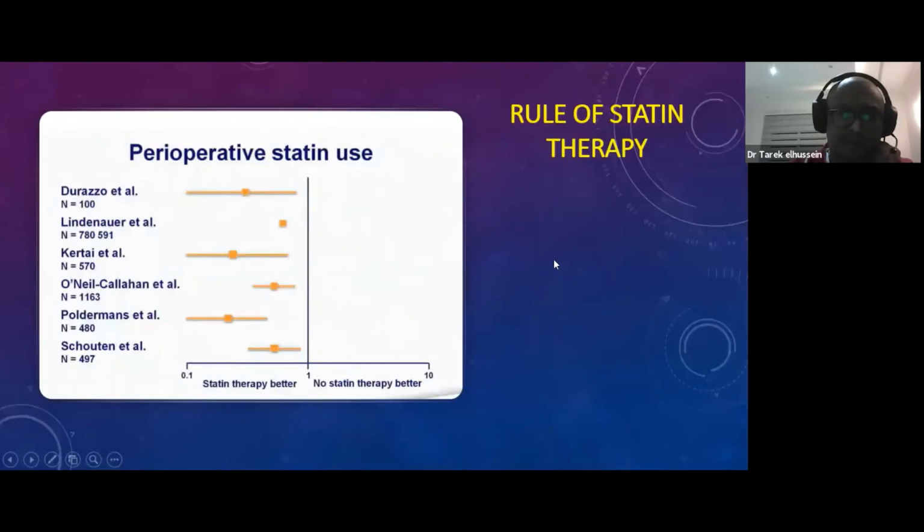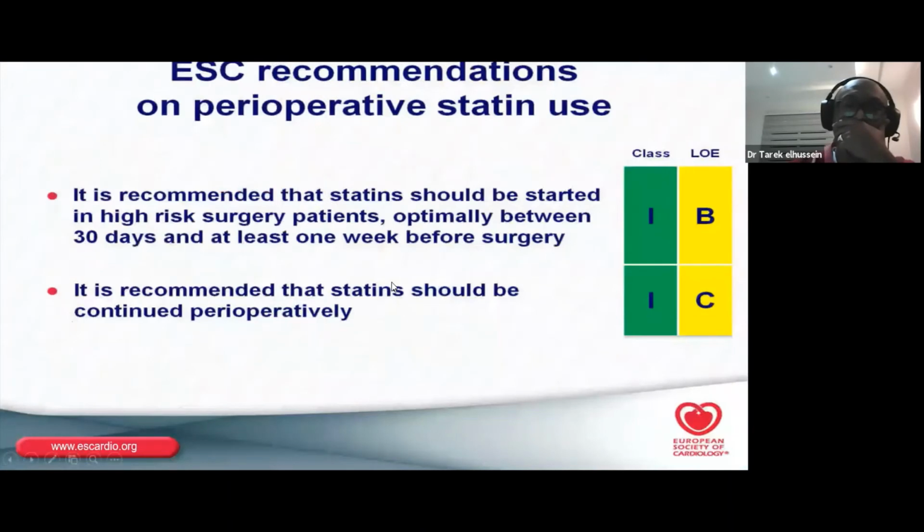So what about the role of statin therapy? Statins in general are very good, but they always go with their own compelling indications. So there is no indication that you need to start a statin only for the sake of surgery. But the point here is that any patient who is already on a statin, for whatever reason, primary or secondary prevention, who is going for surgery, the recommendation is always to keep the statin during surgery and after surgery. More than 6 studies actually showed that statin therapy is better versus all those who are not receiving a statin. So the recommendation is that you should start it in high-risk patients, optimally 30 days, at least 1 week before. And those who are already on a statin should continue.